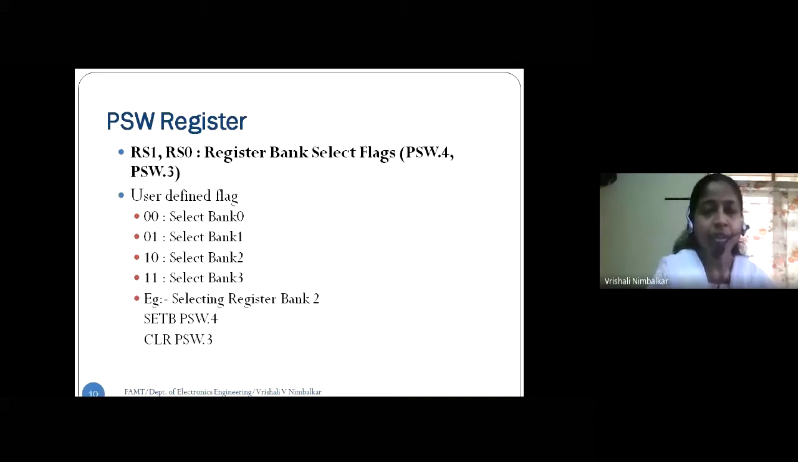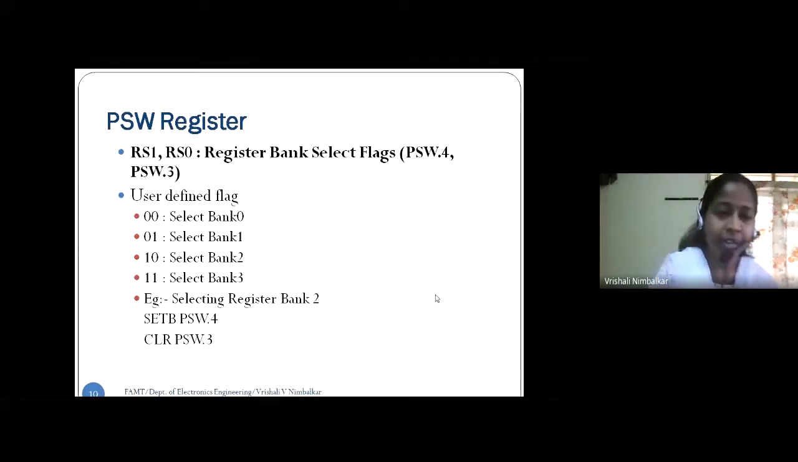Correct? Then we saw one user defined flag denoted as F0. So the programmer can make use of that flag to indicate some operation is going on or some event has occurred and so on. Right? That was the user defined flag. Fine. Now we'll go for the next.